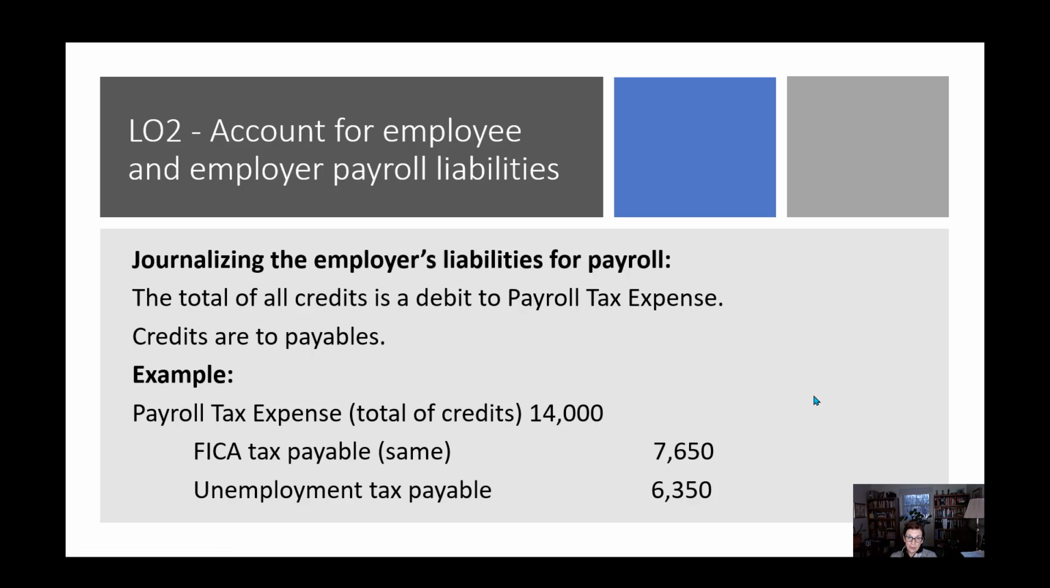So the employer makes a second journal entry after it records the salaries that we looked at before, and these are the payroll tax expense. So we're going to debit payroll tax expense, and this is the total of all your credits. And in this case, we just have two. This is very simple. The FICA tax payable, which is the same. Remember, that's the match that the employees paid. And then you credit unemployment tax payable, and that's the amount of unemployment taxes that the company owes. Add these two numbers together, and you get the amount of your payroll tax expense.